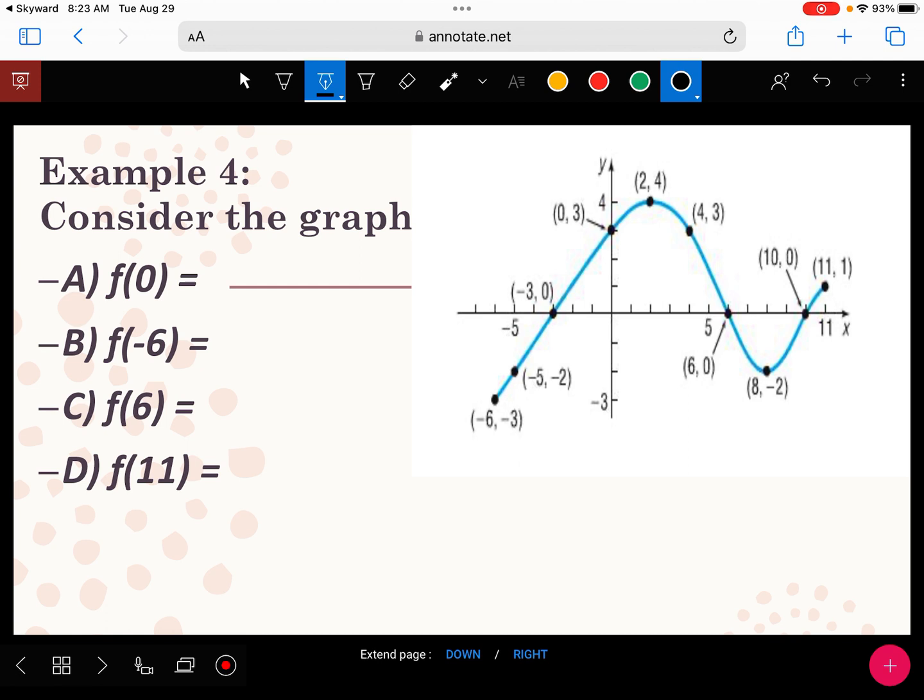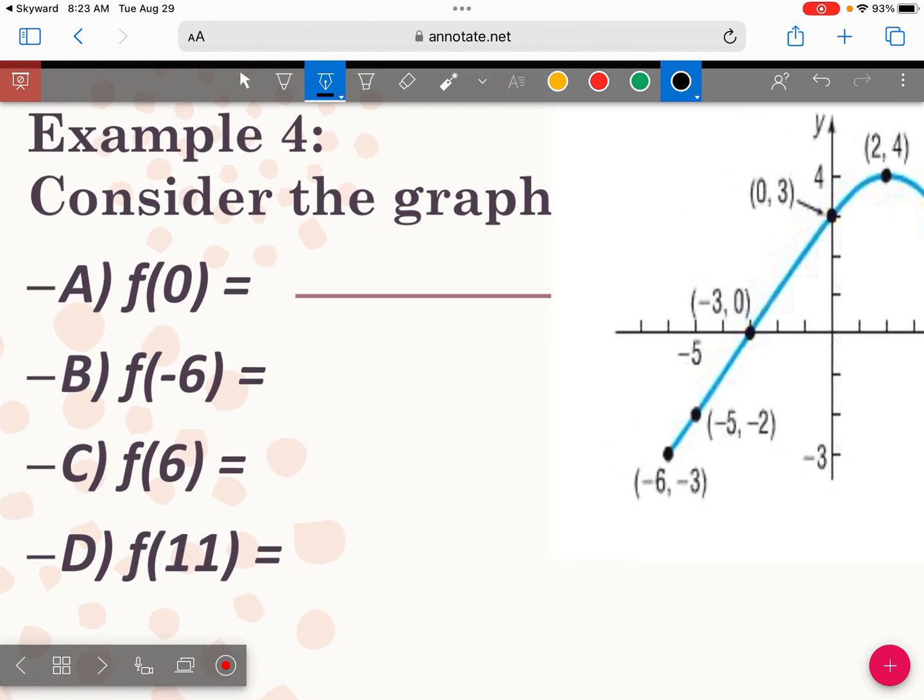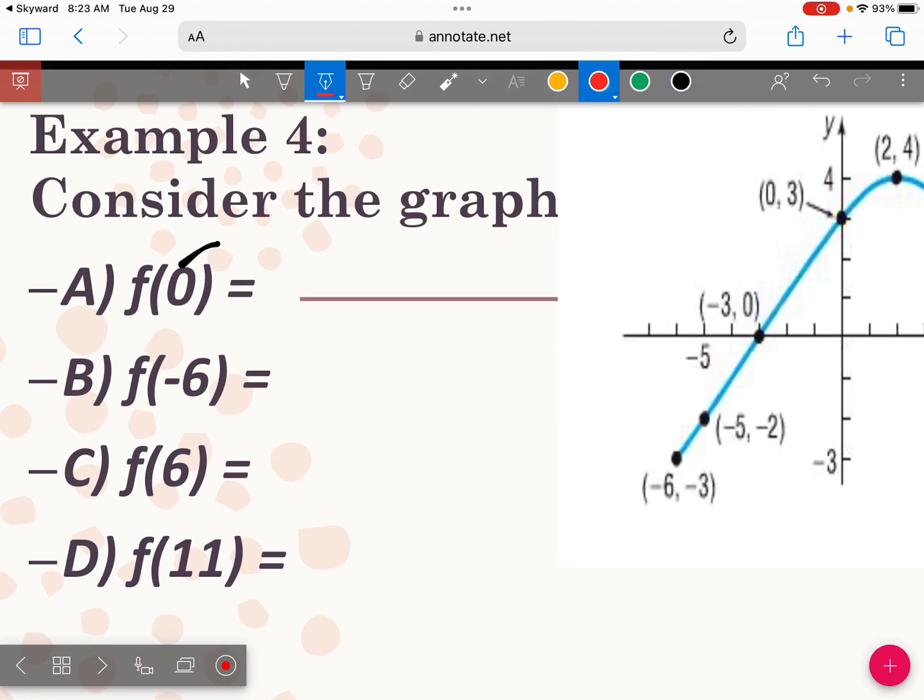So when there's a number inside of parentheses, that is your X value. So what A, B, C, and D are asking you, part A is saying, what is Y? I'm going to write it as a question. So what this is saying is, what is Y when X equals, and for part A is X equals 0. Part B is saying, what is Y when X is negative 6? Part C is saying, what is Y when X is positive 6? Part D is asking, what is Y when X is positive 11?